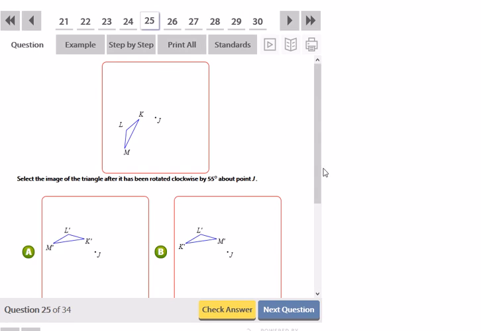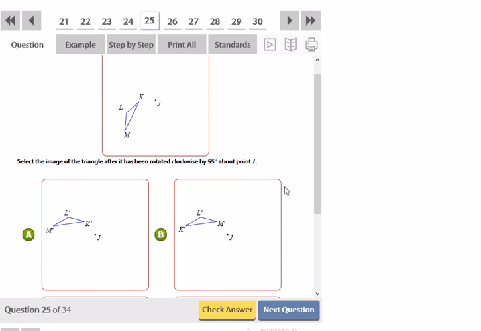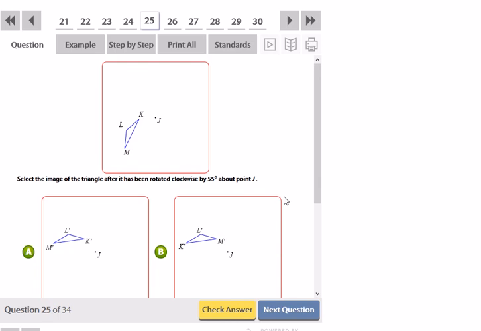Select the image of a triangle after it has been rotated clockwise 55 degrees about point J. So we're going clockwise. Clockwise is in this direction, and 55 degrees is an acute angle. So we're looking for something that's definitely less than 90 degrees. I know it's hard to use a protractor on a computer screen, but after we rotate this way, it should look something like this, where M would be here, L would be here, and K would still be the closest one.